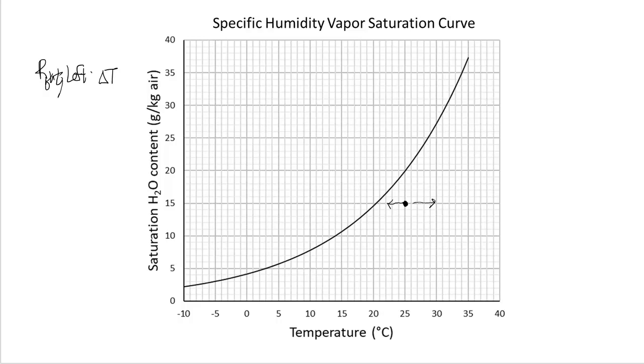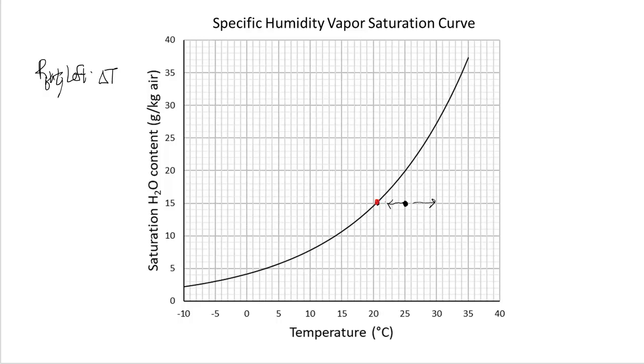If we move to the left, eventually we're going to hit the saturation curve, right? And then we're going to have to think about what happens at the saturation curve. Notice one thing that we can read off of this diagram as well. As we move to the left, the relative humidity is increasing. It starts out at 75%. By the time we get to the saturation curve, let's draw it as a red dot here, the relative humidity is 100%.